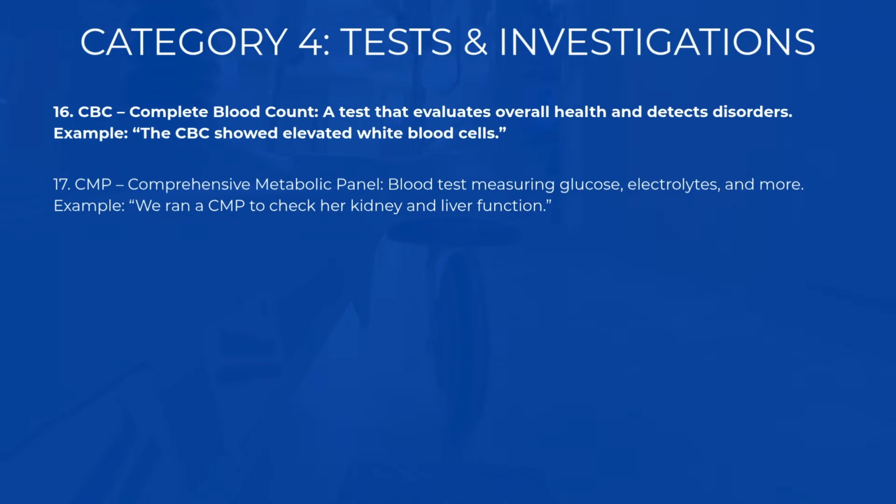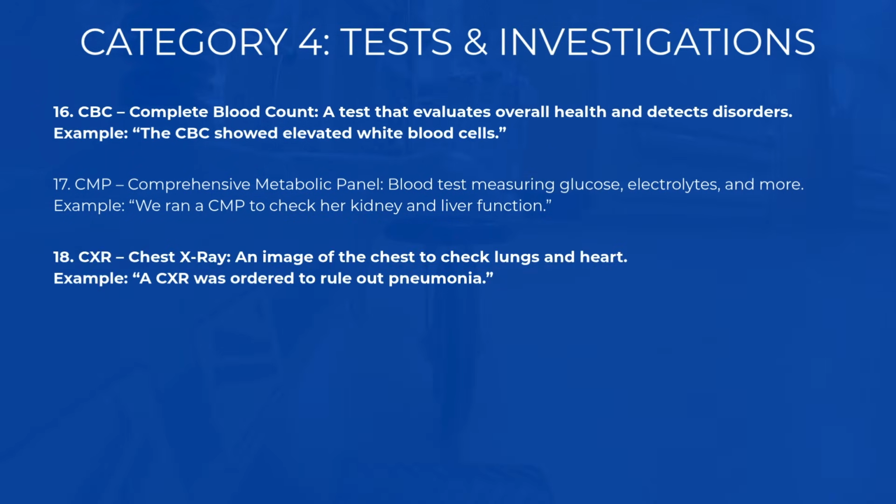CMP, or Comprehensive Metabolic Panel, is of course the blood test measuring glucose, electrolytes and more. We ran a CMP to check her kidney and liver function. We also have the abbreviation CXR, or a chest X-ray. And of course, this is an image of a chest to check lungs and heart. A CXR was ordered to rule out pneumonia.